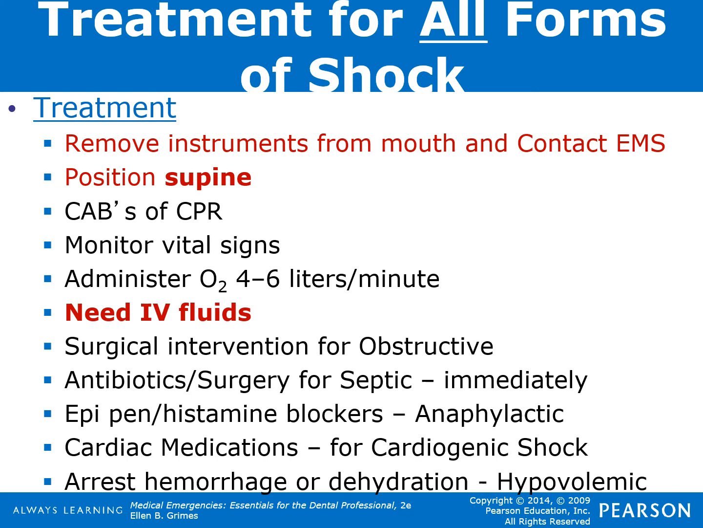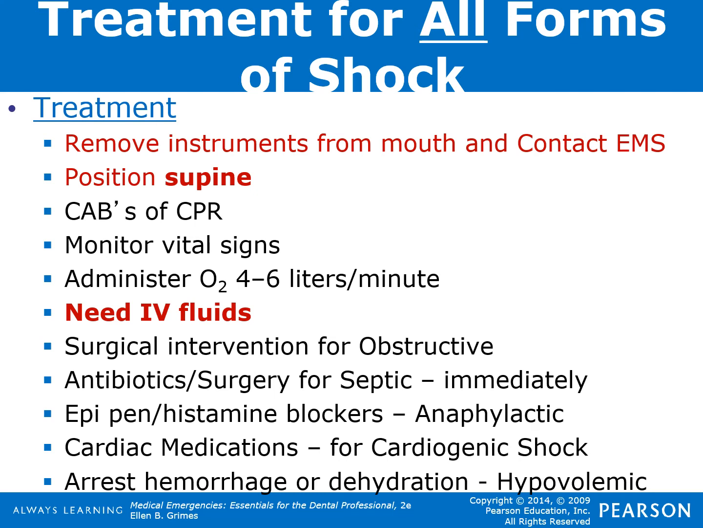The position of the patient should be laying down. It should be supine. You don't want someone in shock to be sitting up. You want to be able to support equal blood flow to the brain and the heart. So you do your CABs of CPR, monitor the vital signs about every 5 minutes. You might need to administer oxygen. If so, it's your normal 4 to 6 liters per minute.